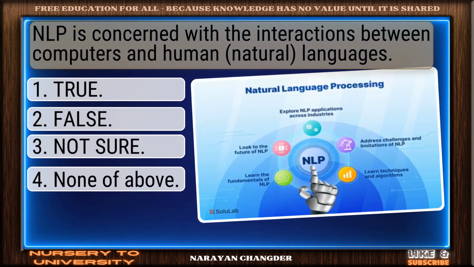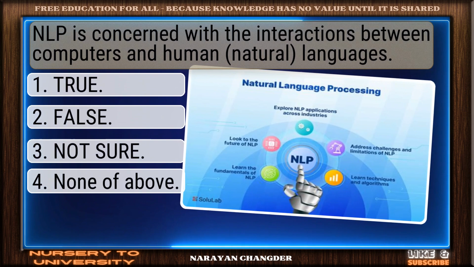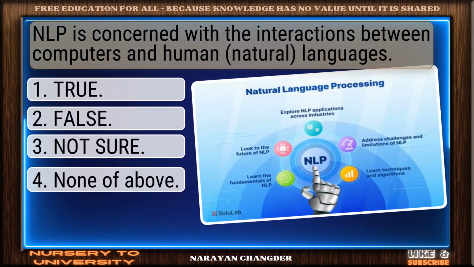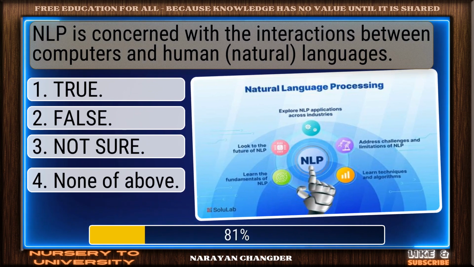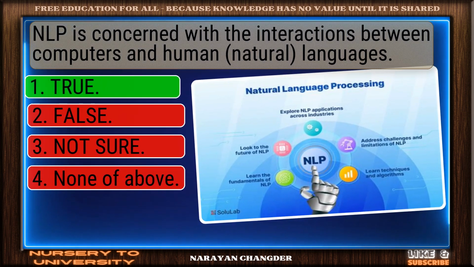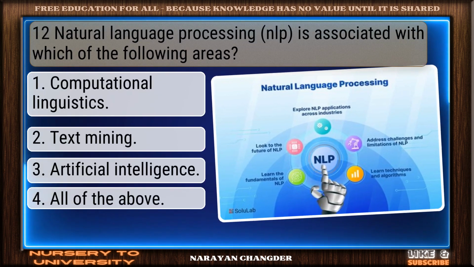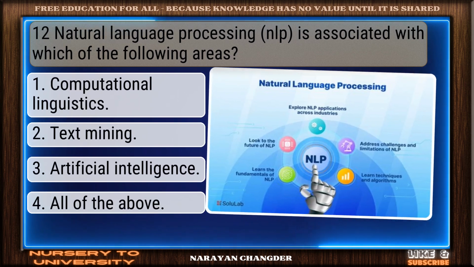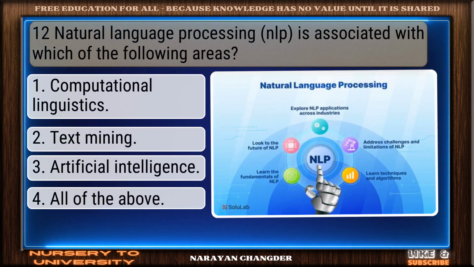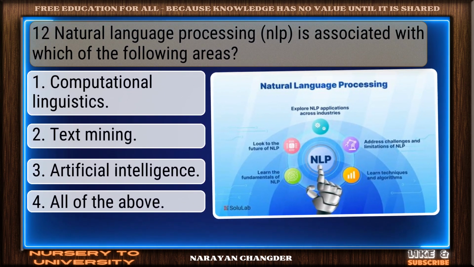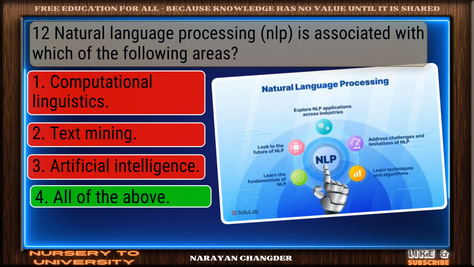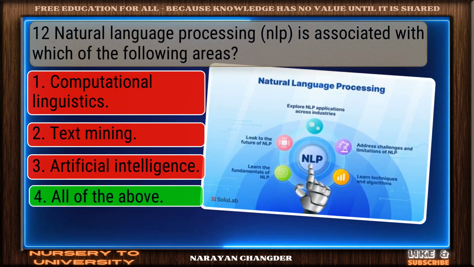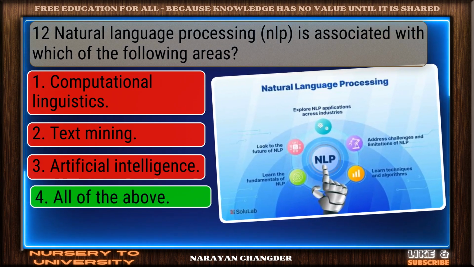Question number 6. NLP is concerned with the interactions between computers and human languages. Correct. True is the right answer. Question number 7. Natural language processing is associated with which of the following areas? Exactly. All of the above makes sense, and it is the right choice.